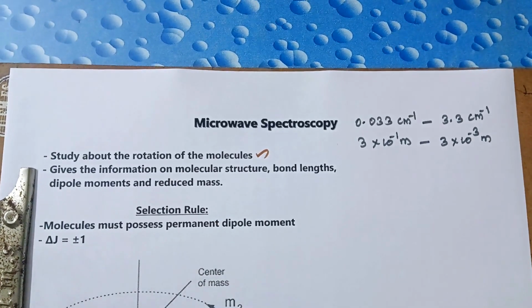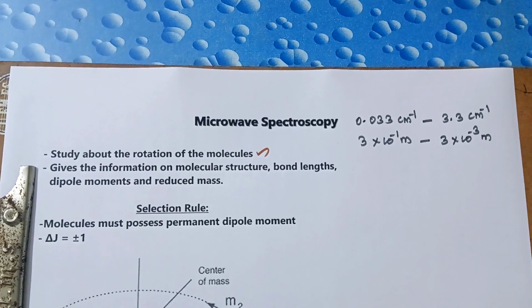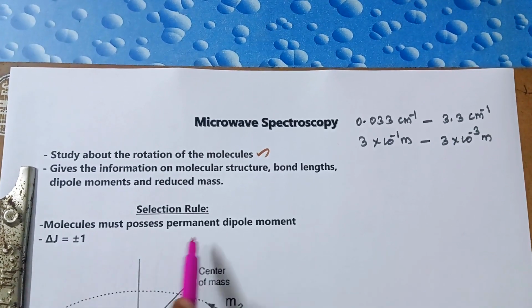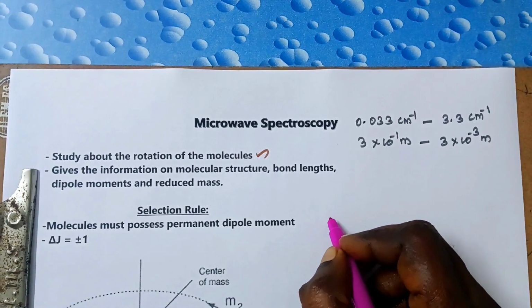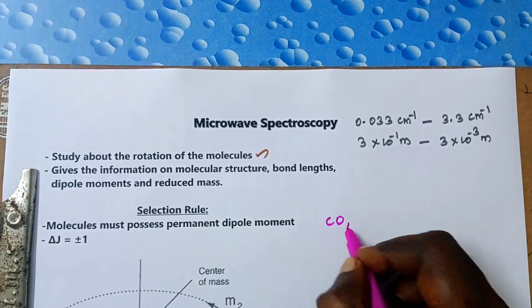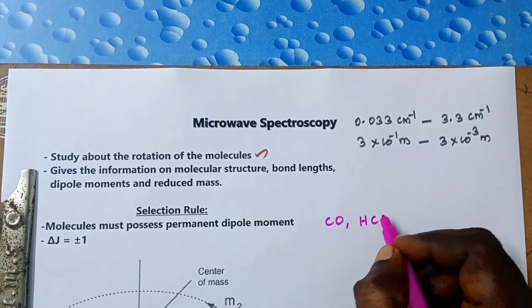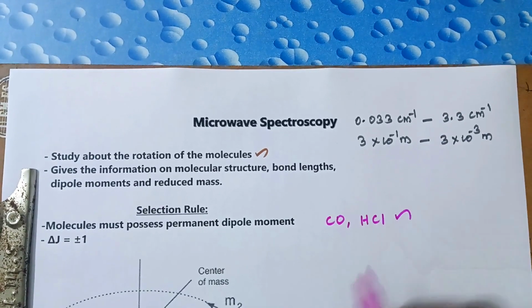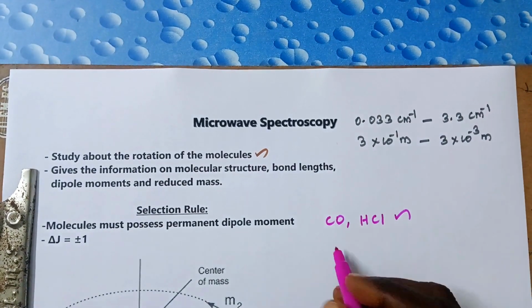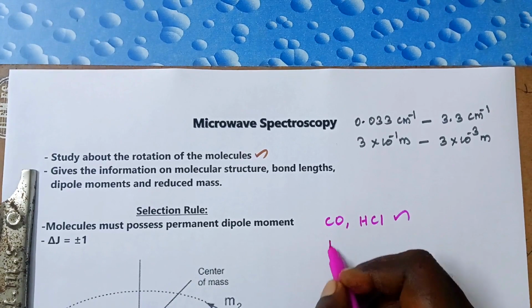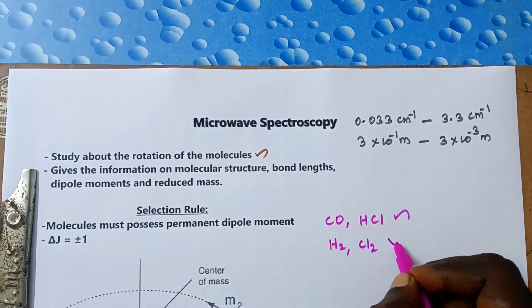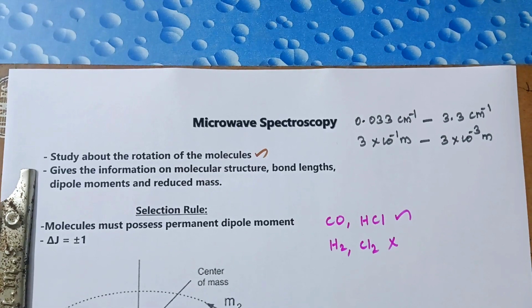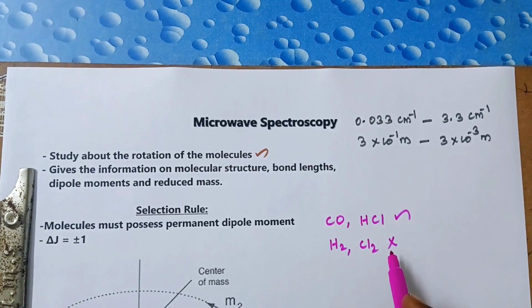The selection rule is that molecules must possess a permanent dipole moment. For example, molecules like carbon monoxide or HCl are all microwave active because they have permanent dipole moments. Molecules like H2 and Cl2 are microwave inactive because they don't have a permanent dipole moment.